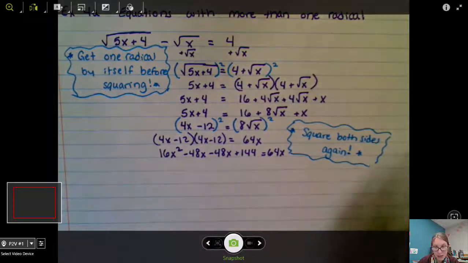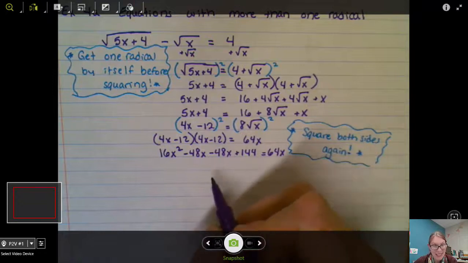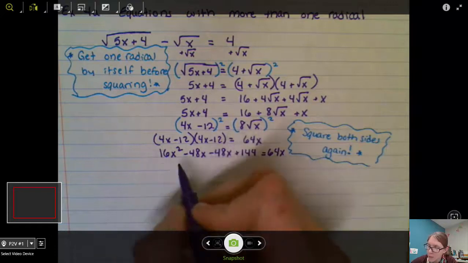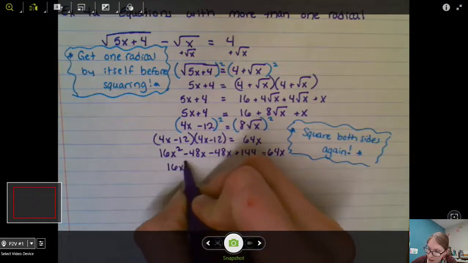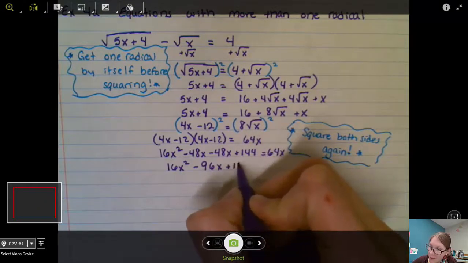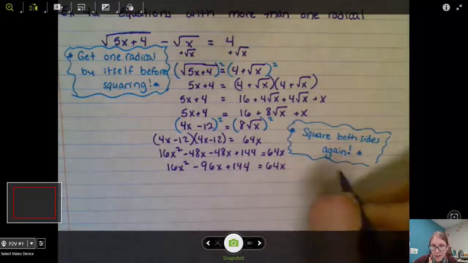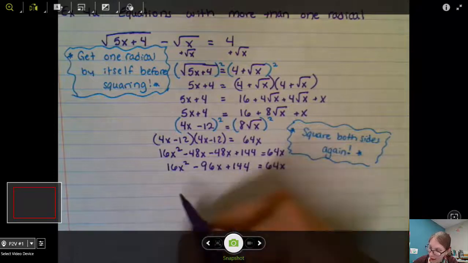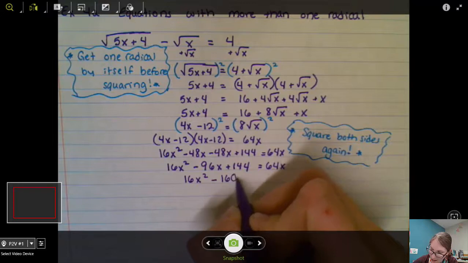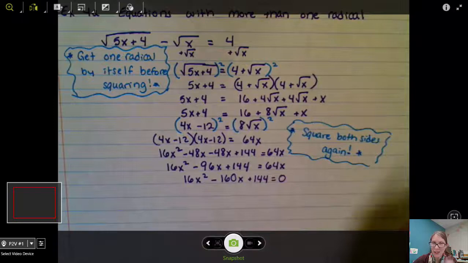Now something that you could potentially notice is that all of these terms are divisible actually by 16, and that's going to make our situation a little easier. But I'm actually going to combine a little bit more first. 16x squared, this is minus 96x, plus 144, and then subtract 64x. 16x squared minus 160x plus 144 equals 0. Okay, we're almost done.